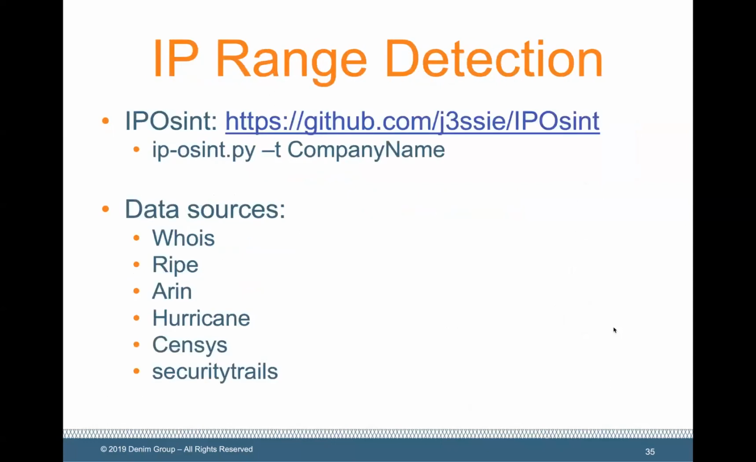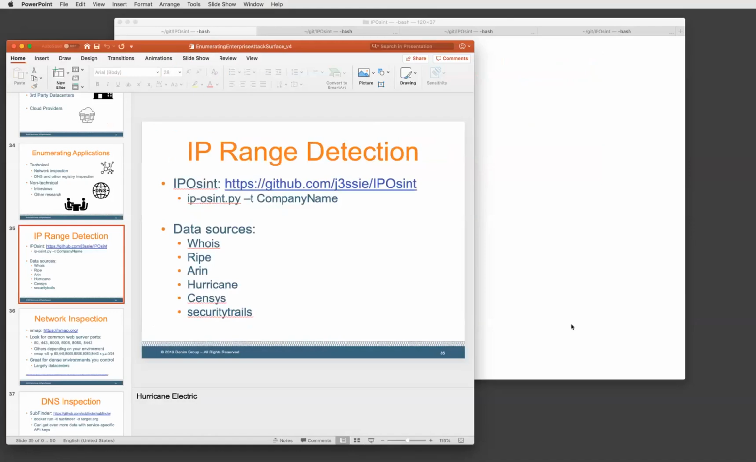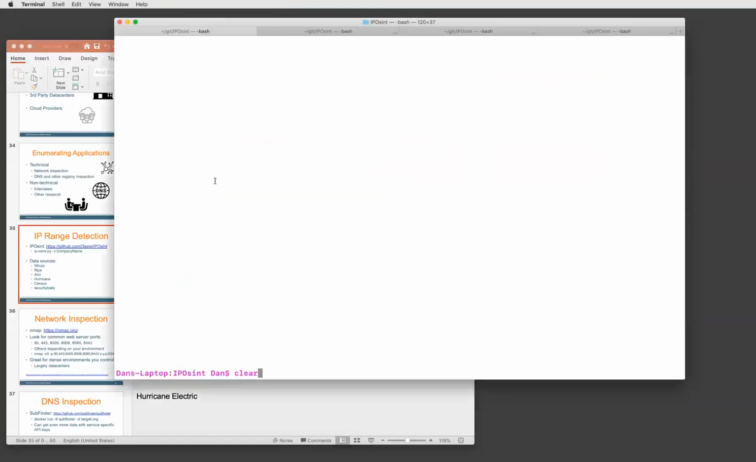So let's look at a couple of tools. If you look at IP range detection, saying, what are the different IP ranges that have been associated with our organization? There's a great tool from the folks at Hurricane Electric called IPOSINT. You can feed it a company name. It goes out and looks at different data sources. So it goes through whois, RIPE, ARIN, Hurricane zone databases, Censys for SSL certificates, SecurityTrails. And what it attempts to identify are, for a given company name, what are IP ranges that have been associated with this organization.